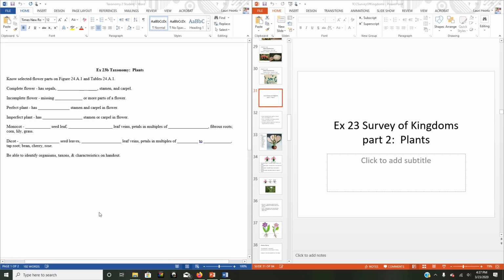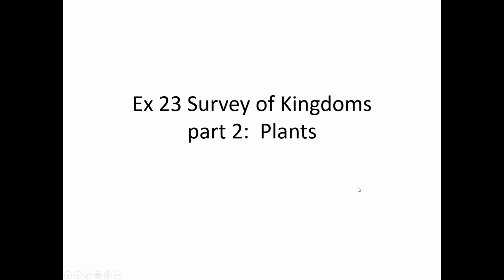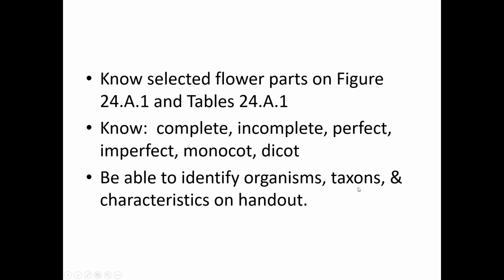We're going to start with the fill in the blank stuff, so I'm going to go ahead and switch over to full screen on this. It says to know the selected flower parts on figure 24.8.1 and tables 24.8.1 in your lab manual. It gives you a standard picture of a flower. That's what it's talking about here, where you have to know the calyx, the corolla, the sepals, and petals.